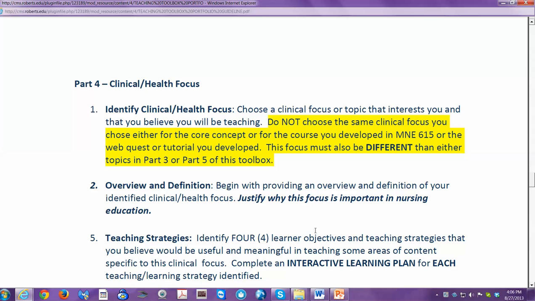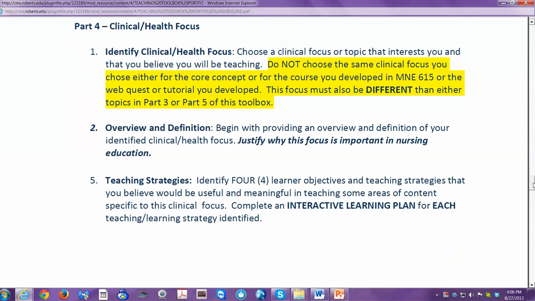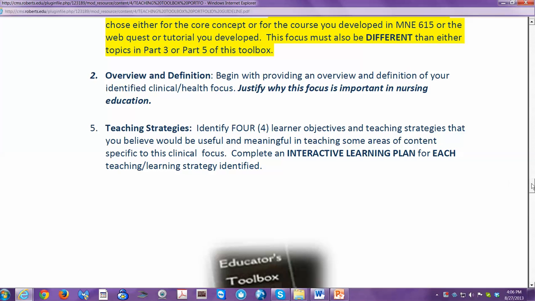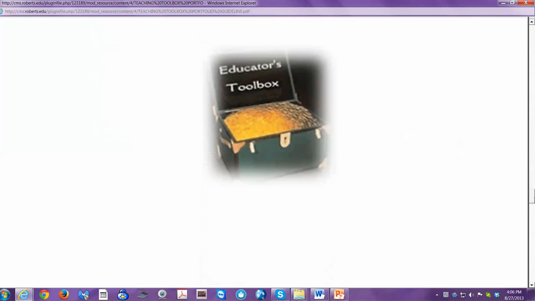Justify why the focus you chose is important to nursing education. And then you'd identify 4 learner objectives and teaching strategies that you think would be useful and meaningful in teaching some areas of content related to this particular clinical focus. So you'd have an interactive learning plan for each teaching learning strategy that you identified, which would be 4. Then that's it for that section.